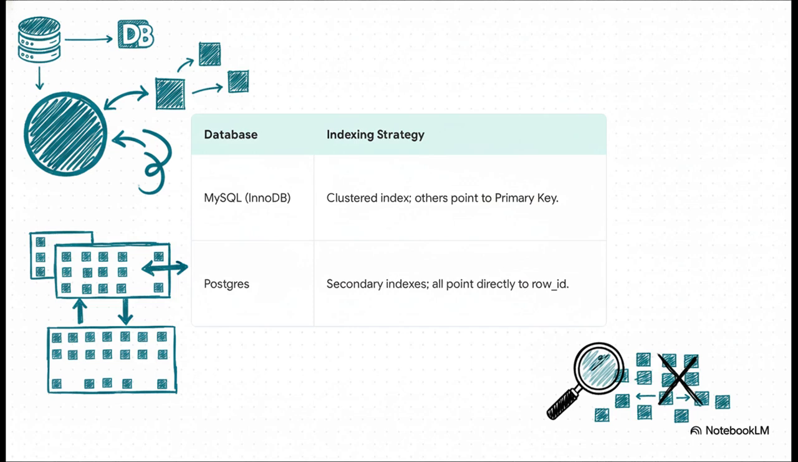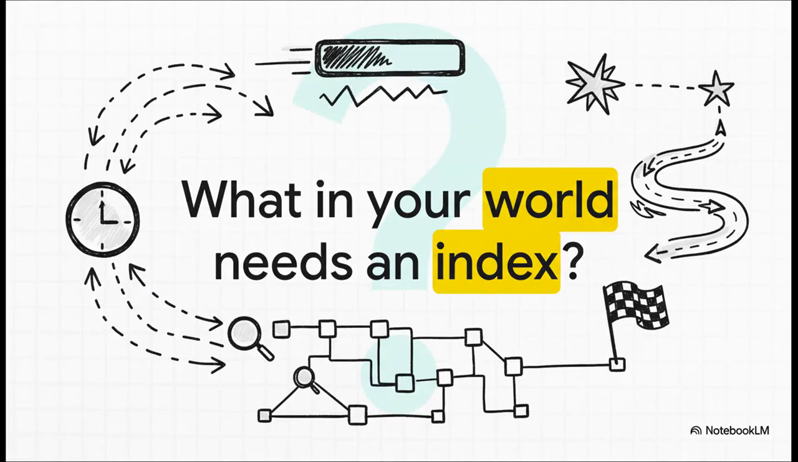For instance, MySQL's InnoDB engine basically organizes the entire table around that primary key index. In contrast, Postgres keeps its indexes separate, and they just point directly to the physical spot on the disk. They're just different engineering trade-offs, but they are both chasing the exact same goal: avoid that horrible, slow, full table scan at all costs.